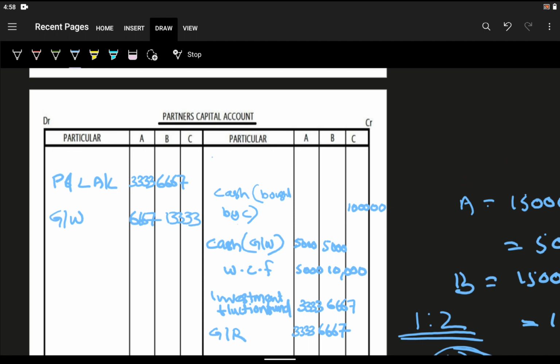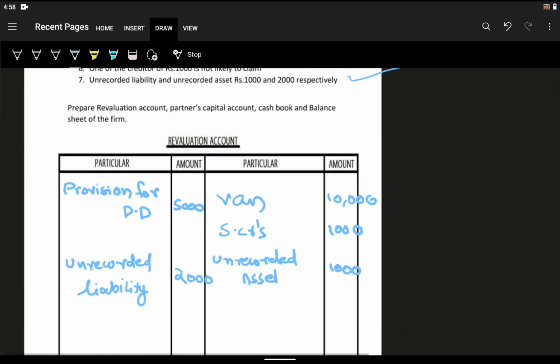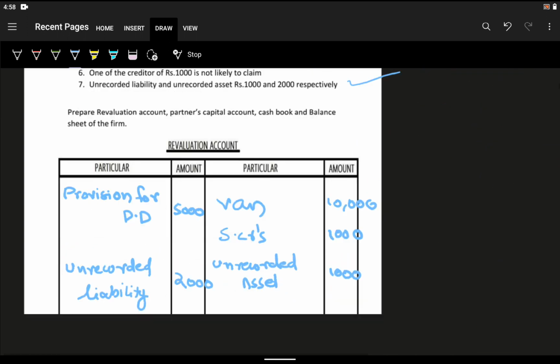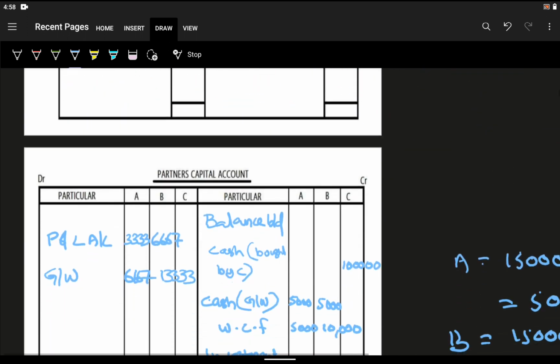And we want to write the balance brought down also, from the old balance sheet. Balance brought down for A, how much? For A it is 2 lakh, and for B it is 1 lakh. So that also we can write, 2 lakh and 1 lakh. Okay, this is out of the box, there is no gap, that is why it became out of the box. So 2 lakh and 1 lakh.